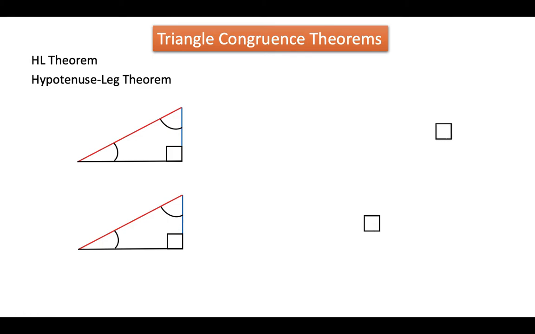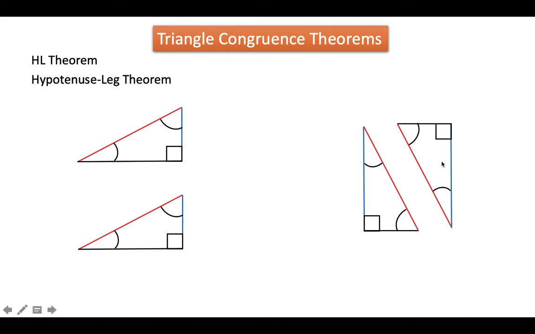Another example. If these two hypotenuses are congruent, then the other corresponding legs are congruent. So the remaining corresponding parts are also congruent with each other, which makes these two triangles congruent as well.